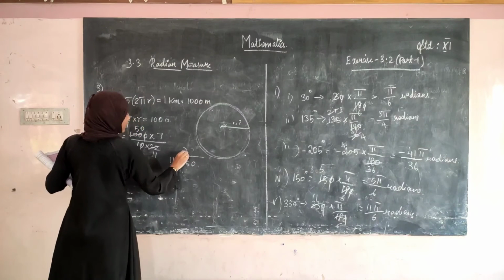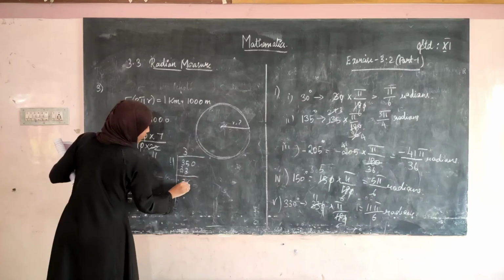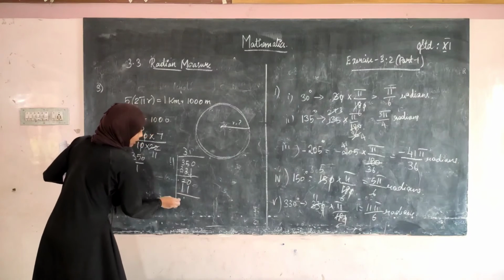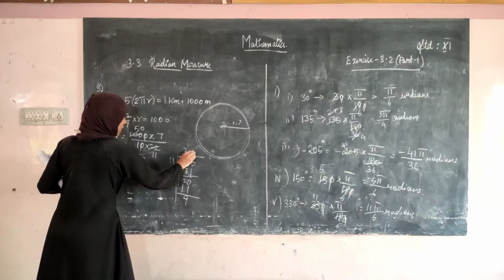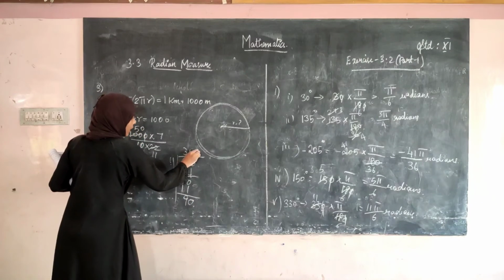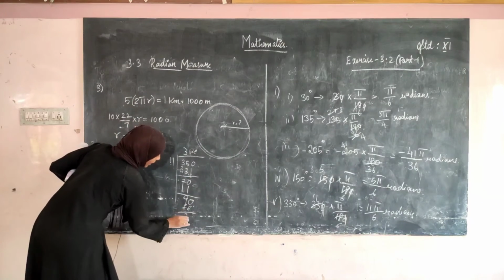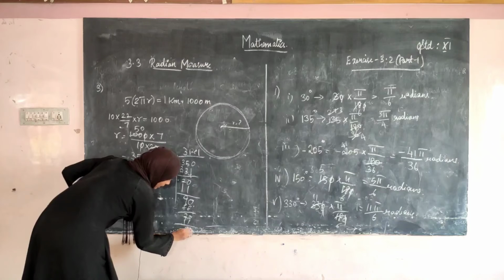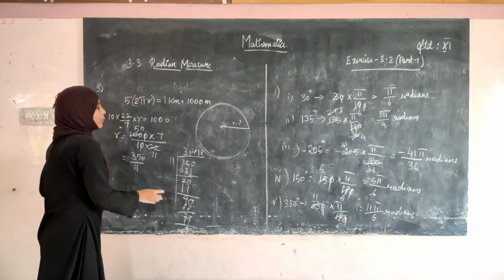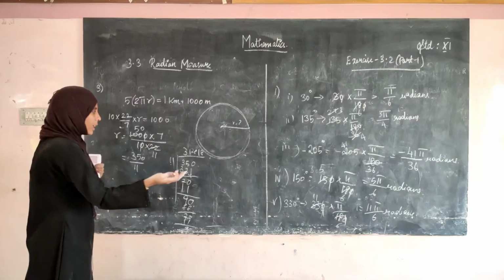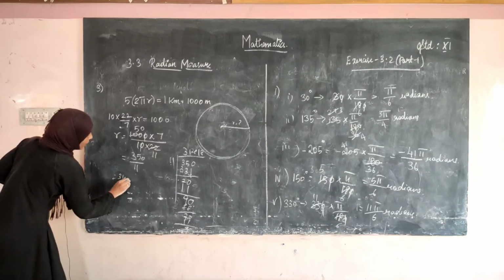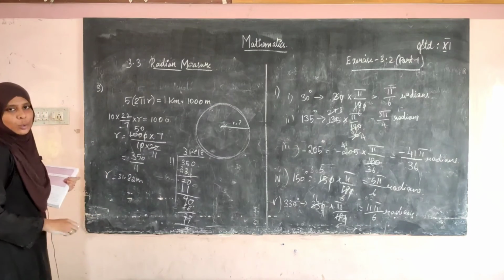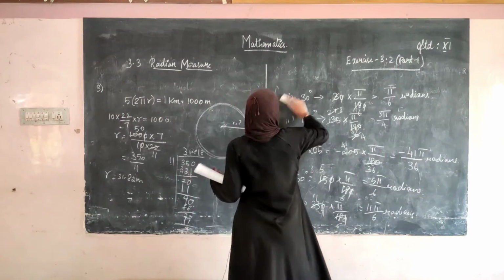350 divided by 11. 3 times 11 is 33. Balance is 2. Bring this 0 down. Again 9. Again 8. Therefore 31.818, and the approximation will be 31.82 meters. R is equal to 31.82 meters. Okay, now let us see the fourth sum.